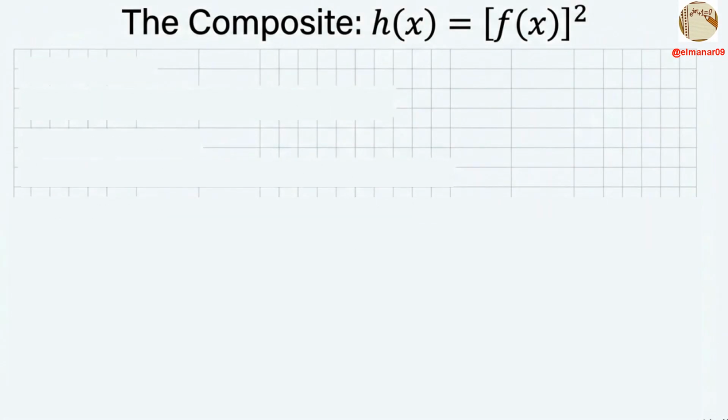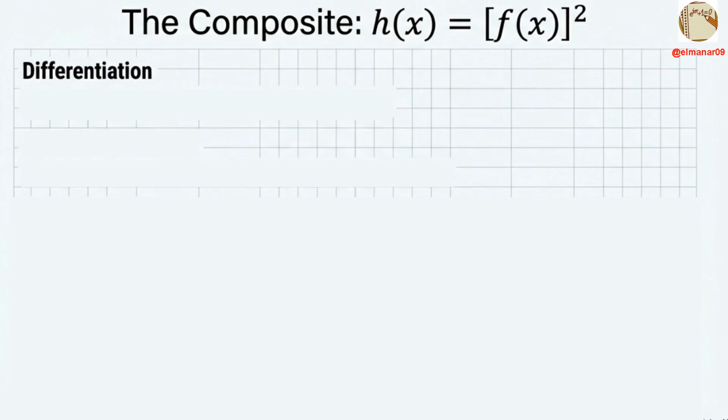Look at the screen. Don't blink. We are looking at a very specific, very powerful composite. H of x equals f of x squared. Now, I know what you're thinking. Professor, it's just a square. But hold your horses. This is where the calculus gets beautiful.